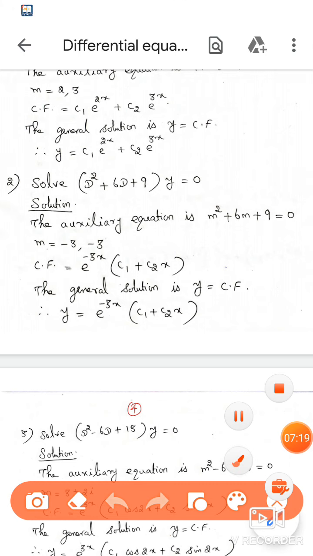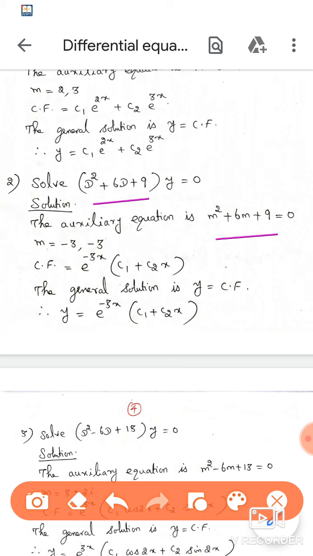The second problem is solve (D square plus 6D plus 9) y is equal to 0. Solution. Okay, first you have to write the auxiliary equation. The problem equation is D square plus 6D plus 9. So the auxiliary equation is m square plus 6m plus 9 is equal to 0. That is, put D equal to m.